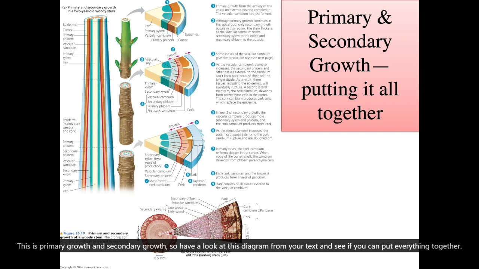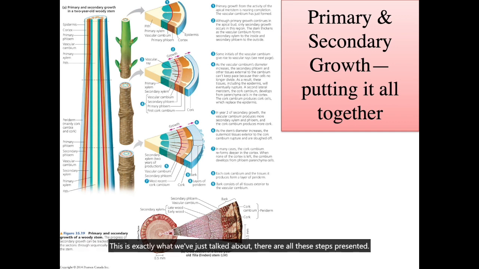This is primary growth and secondary growth. So have a look at this diagram from your text and see if you can put everything together. This is exactly what we just talked about. There are all these steps presented. Primary growth is what starts the plant body, and then any woody plant makes secondary growth using these 2 meristems, the vascular cambium and the cork cambium.